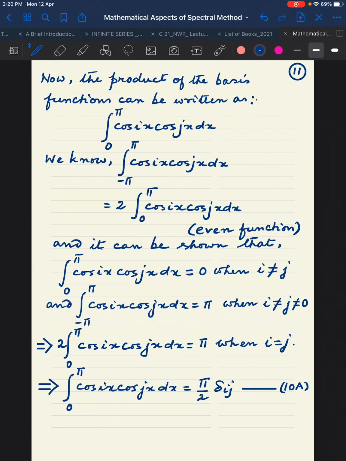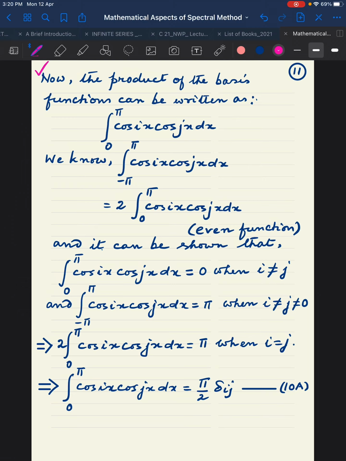Now our next duty is to take the product of the basis functions. Product of the basis functions. We have to check their orthogonality. That means here it will be integral 0 to pi cos ix cos jx dx. Now we should apply some known properties that we know from trigonometry and integration, I mean the integration of trigonometric functions.